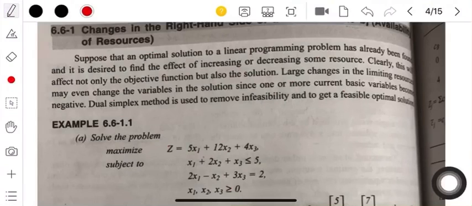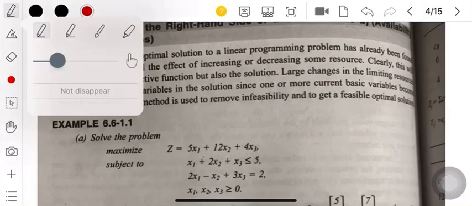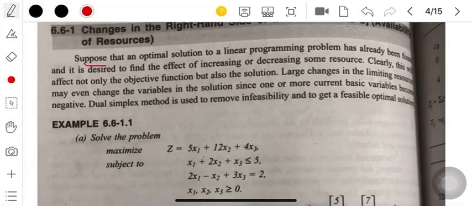So let me take an example to understand this problem. Suppose that an optimal solution to a linear programming problem has already been found, and it is desired to find the effect of increasing or decreasing some resources. Clearly this will not affect only the objective function but also the solution. A large change in the limiting resource may even change the variables in the solution, since one or more of the current basic variables become negative. The dual simplex method is used to remove the infeasibility and get a feasible optimal solution.